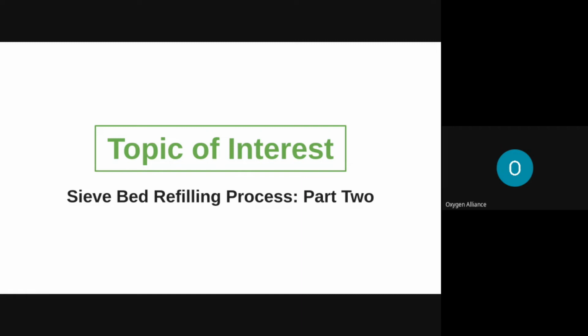So this is more about trying to get the best purity out of the sieve bed. We know that lithium actually performs better as compared to sodium. So that's basically about the zeolite combination. Now I'll talk about the methods of refilling the zeolite in the sieve bed.